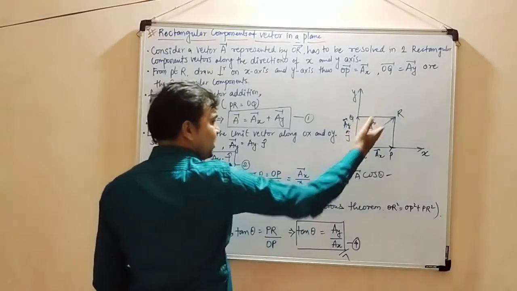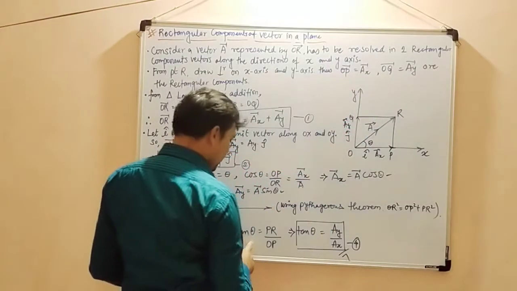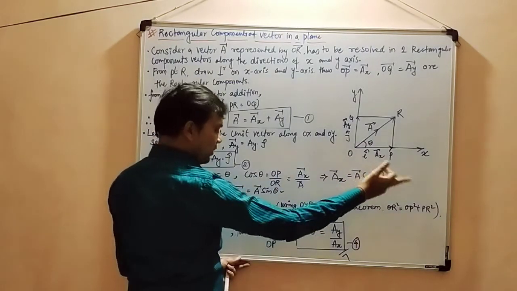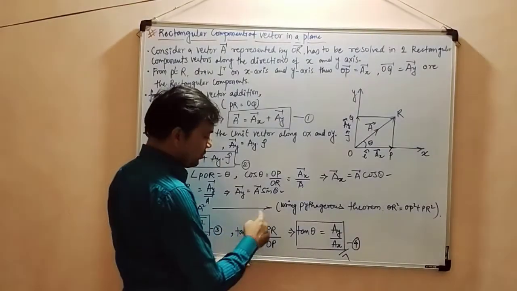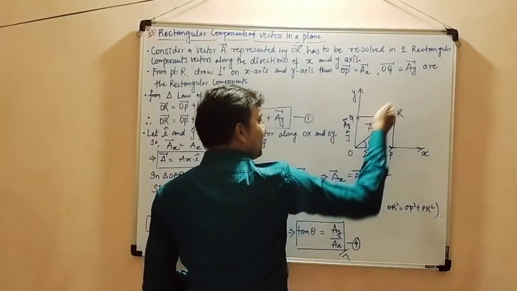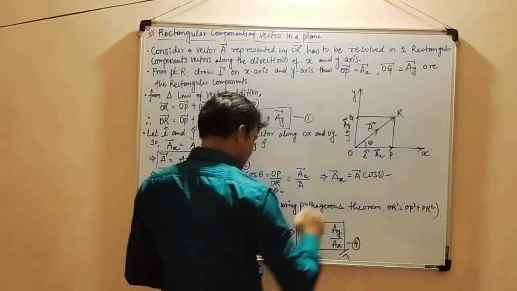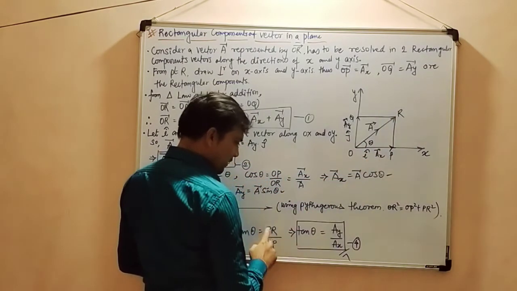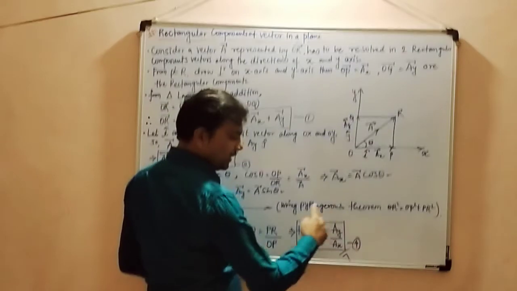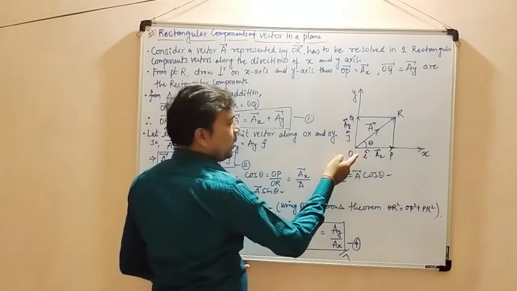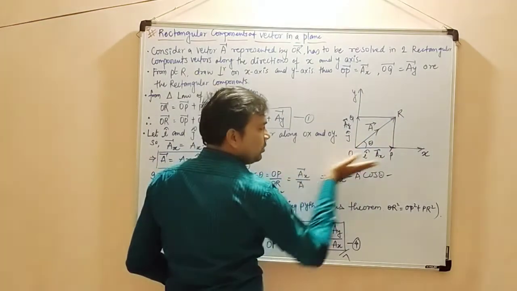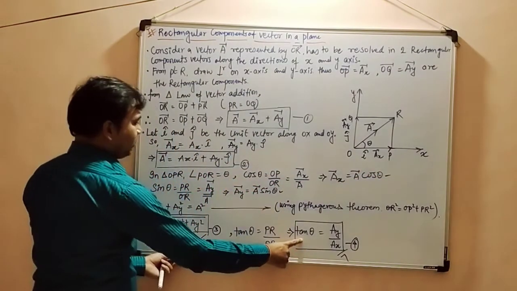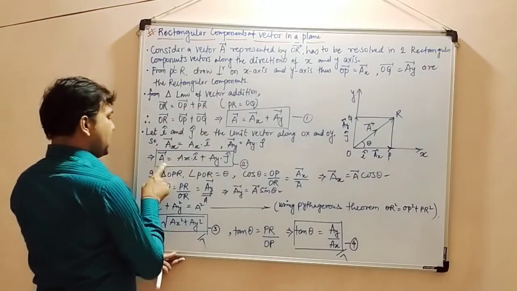To find the direction in which vector A is going, we have to take tan theta. We have already taken sin theta and cos theta, and now we take tan theta. Tan theta equals PR by OP, perpendicular by base. PR is AY and OP is AX. So AY by AX gives you tan theta, the direction of vector A with respect to the x axis, or with respect to OP. This is the first important equation, and this is the second important equation.